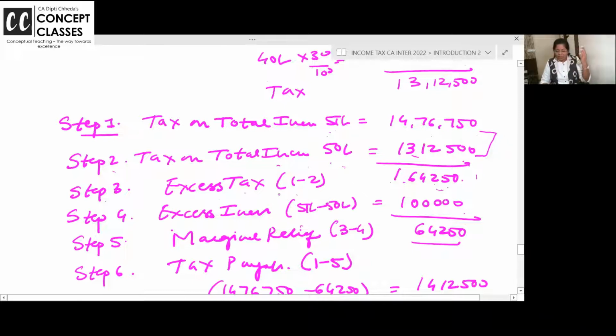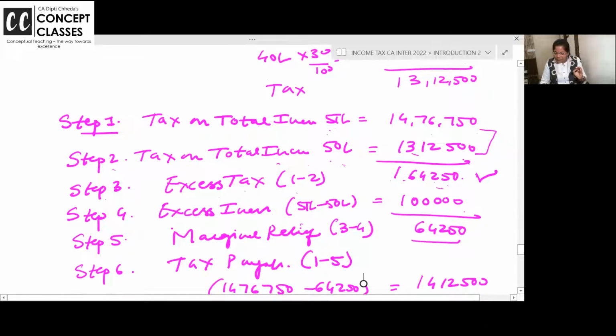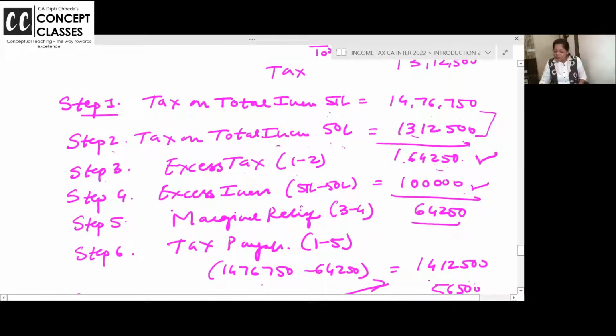Excess tax: 1,64,250. Now look at the screen. This is looking so absurd. It's not wrong, it's an absurd logic. Just because your income increased from 50 to 51 lakhs, just 1 lakh, the tax increased by 1,64,250. I'm repeating. Just because my income increased from 50 to 51 lakhs, on the whole 51 lakhs I had to pay surcharge and I had to pay 1,64,250 extra tax.